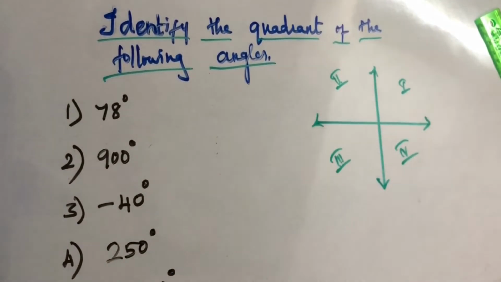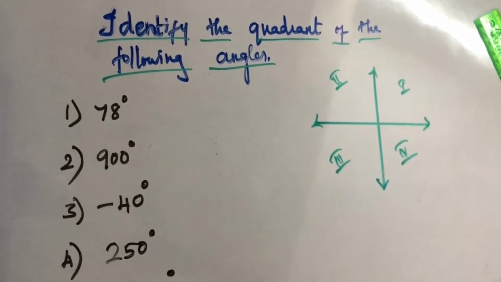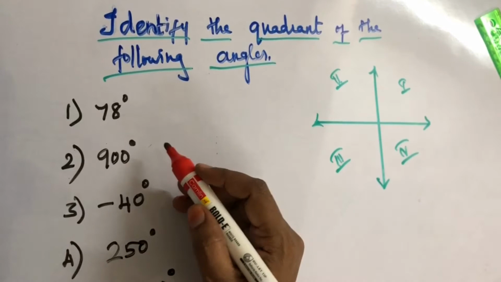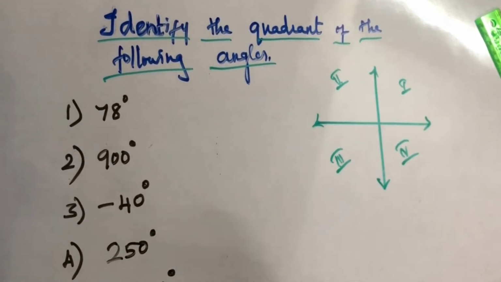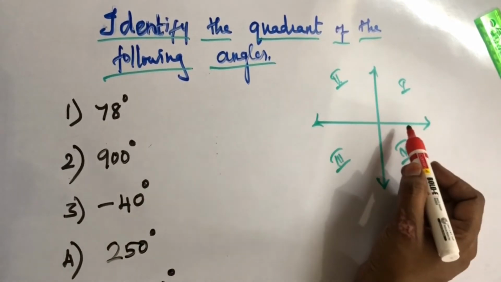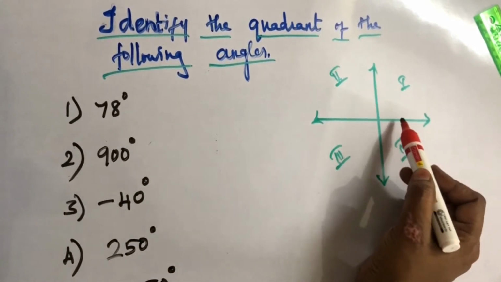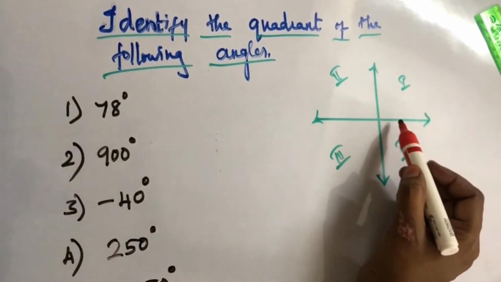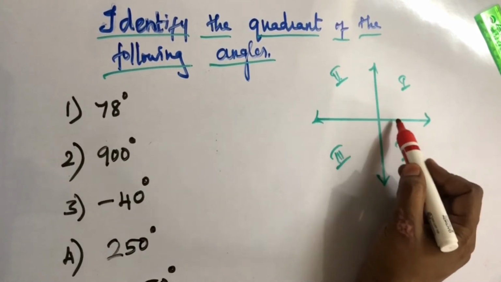Identify the quadrant of the following angles. So we have to find in which quadrant the particular angle lies. 78 degree, you can tell it is in the first quadrant. Easily you will tell that. So 78 degree lies in the first quadrant.